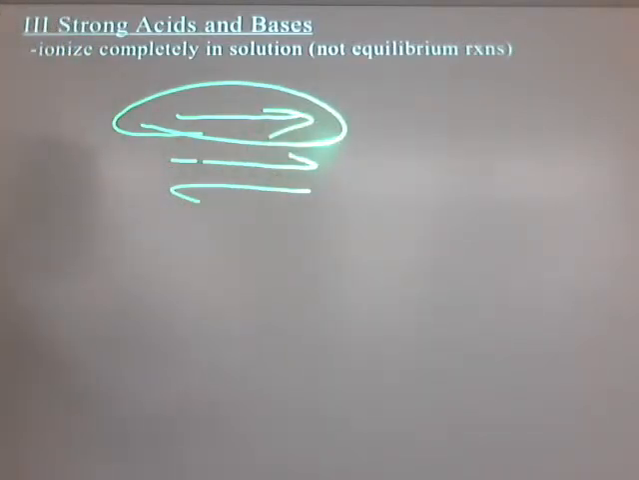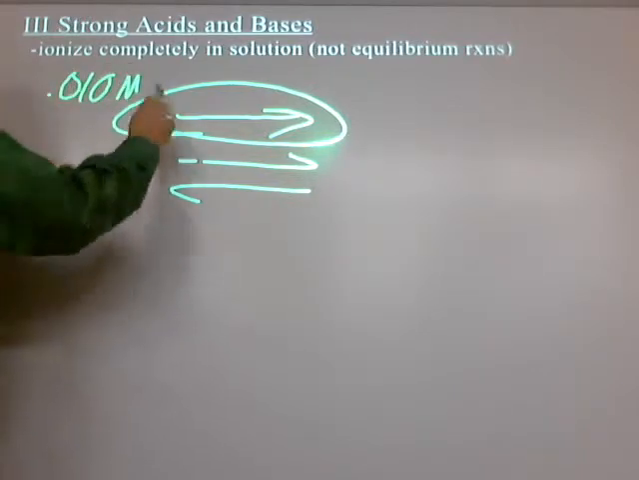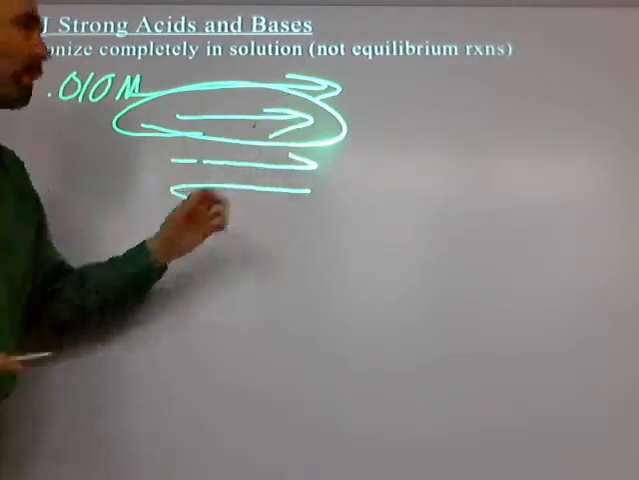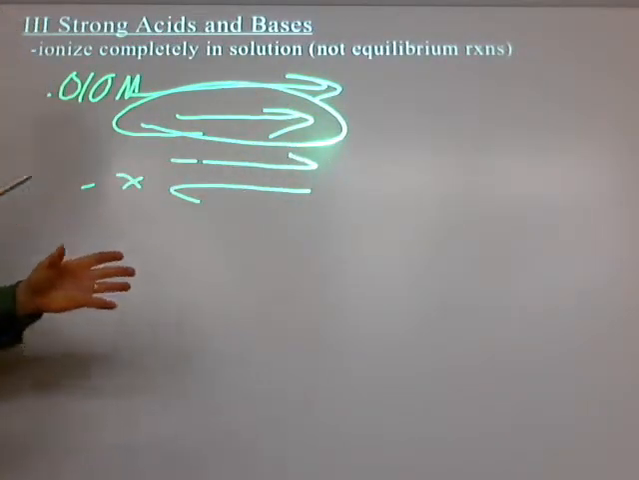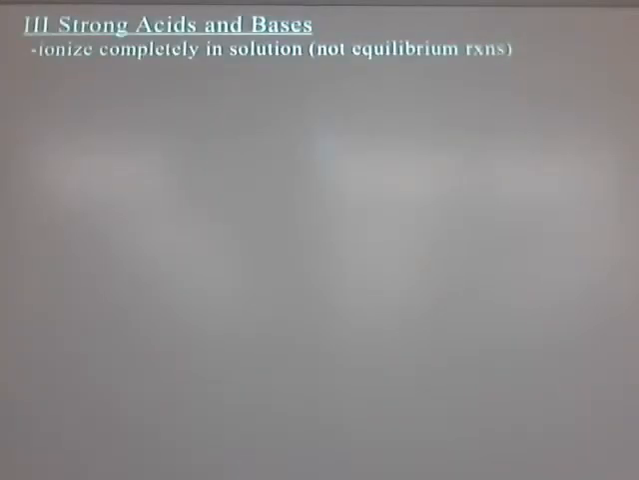And here's why it's nice. If I tell you I added 0.01 moles of your reactant, I know all of that became product. I don't have to worry about minus X and plus X. I don't have to worry about that. Okay? As you'll see. Now let's just do, I have 2 examples. Here's your first one. Copy that guy down.